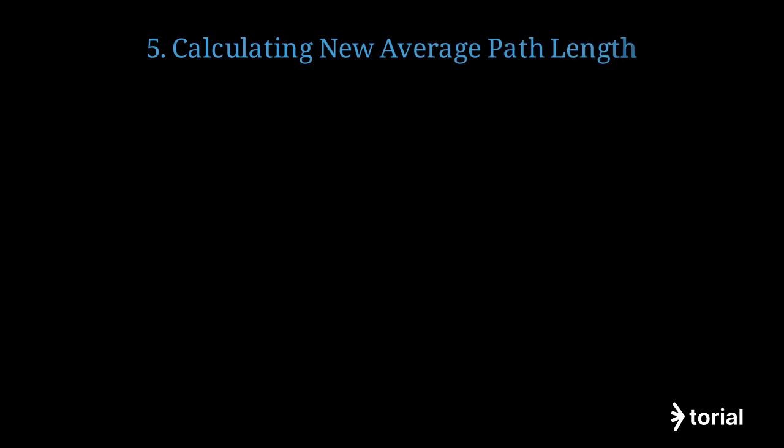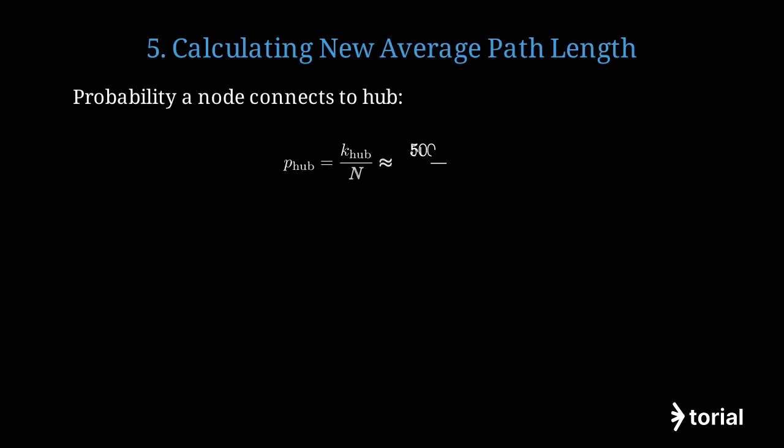Let's calculate the new average shortest path length with the hub node. First, we need to determine what fraction of nodes connect to the hub. About 5% of nodes connect directly to the hub. For paths that go through the hub, we need to consider different cases.